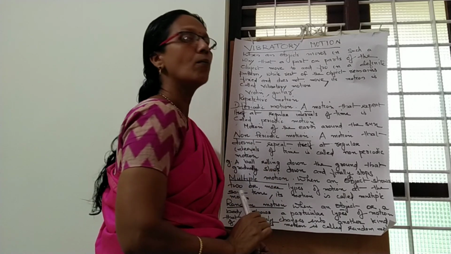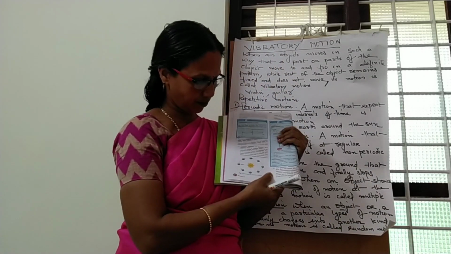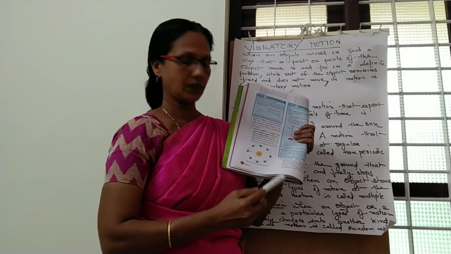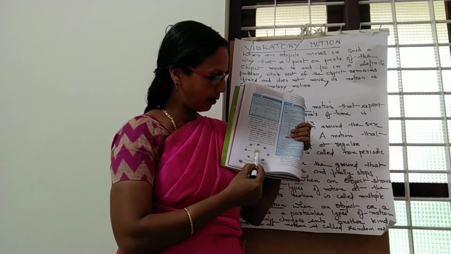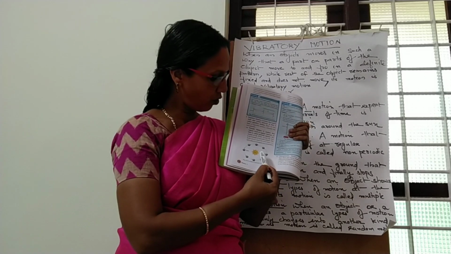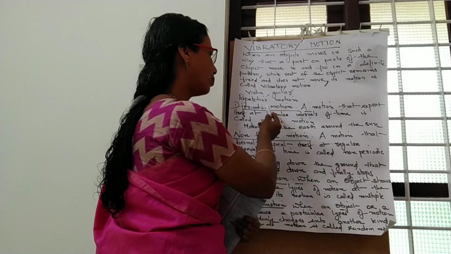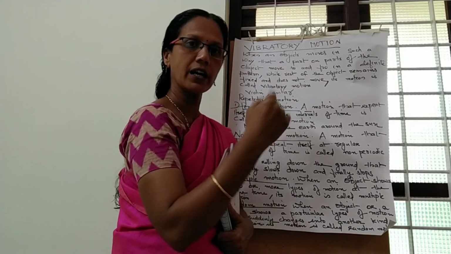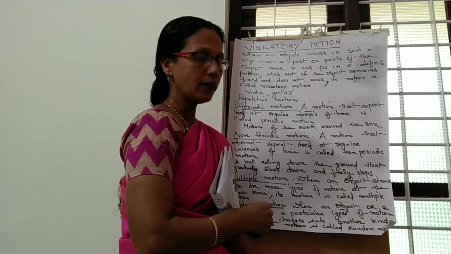For example, the motion of the earth around the sun. Look at this picture. The earth takes 365 and 1/4 days to complete one revolution, so it keeps repeating. Therefore, the motion of the earth around the sun is a type of periodic motion, a motion that repeats itself at regular intervals of time.